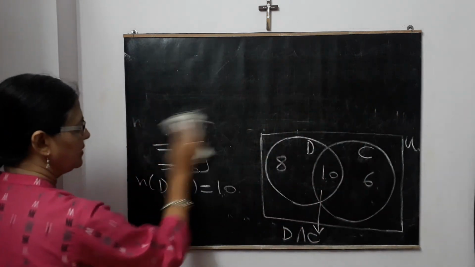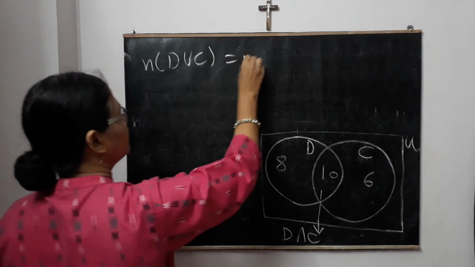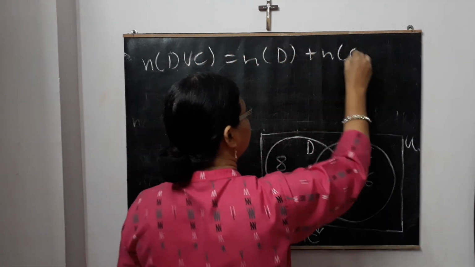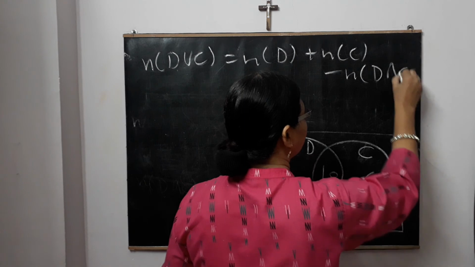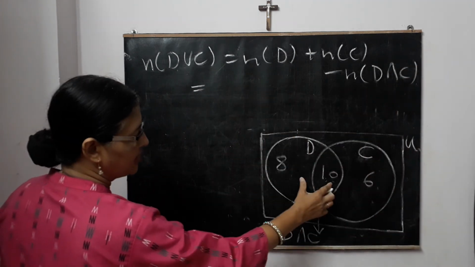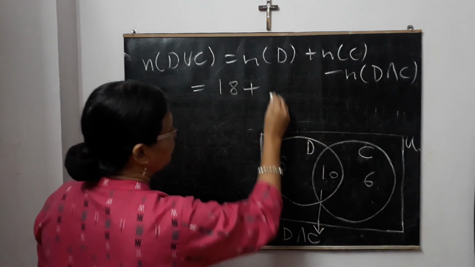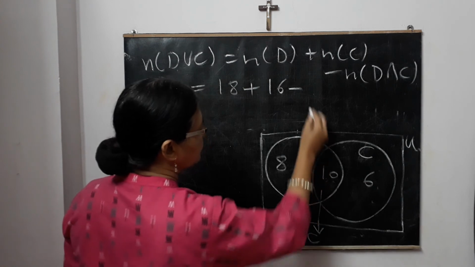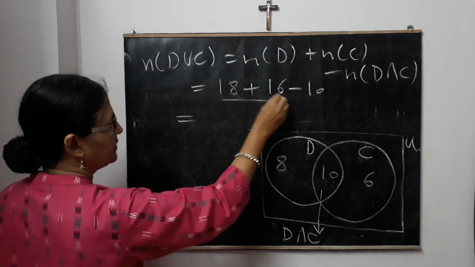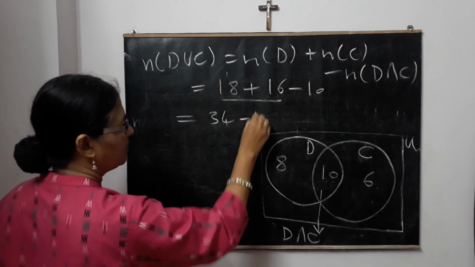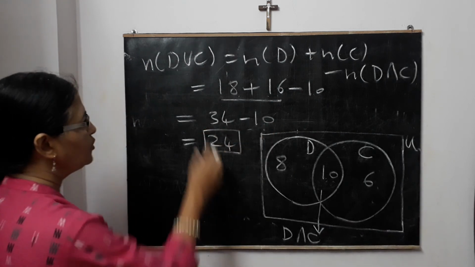Use your standard formula as we have done earlier. So what is your standard formula? n of D union C is equal to n of D plus n of C minus n of D intersection C, the intersection part. What is n of D? We got earlier 18, from 8 plus 10. And C, 6 plus 10, that is 16. Minus the intersection part, 10. Add 18 and 16: 8 and 6 is 14, and 34. Minus 10. 34 minus 10, how much will you get? 24.